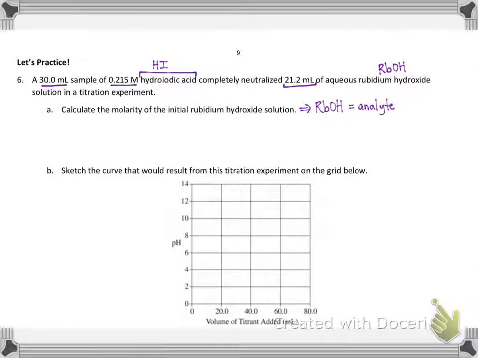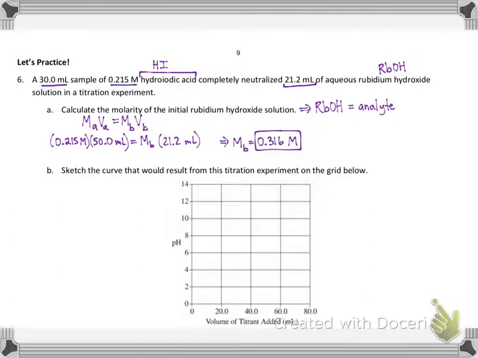Figure out, since we know how much acid it took to neutralize it, we work backwards to figure out what the concentration of the base was. So we just plug in the numbers we know. And so then we can figure out that the molarity of the base is 0.316 molar.